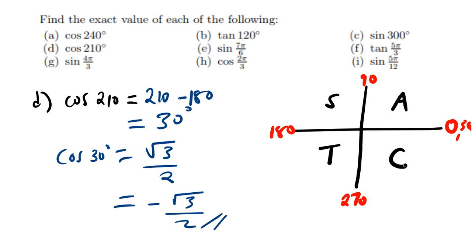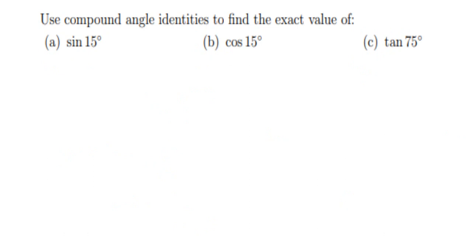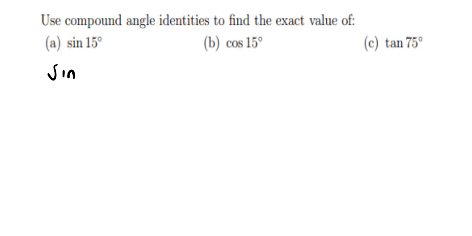So let's solve the next question. Use compound angle identities to find the exact value of those expressions. So let's start with the first one. We are given sine 15. So how can we make sine 15 based on the special angles that we've talked about? Sine 15 can also be written as sine of 45 minus 30, that will give me 15, and we're using compound angle identities. So we're going to operate based on that.